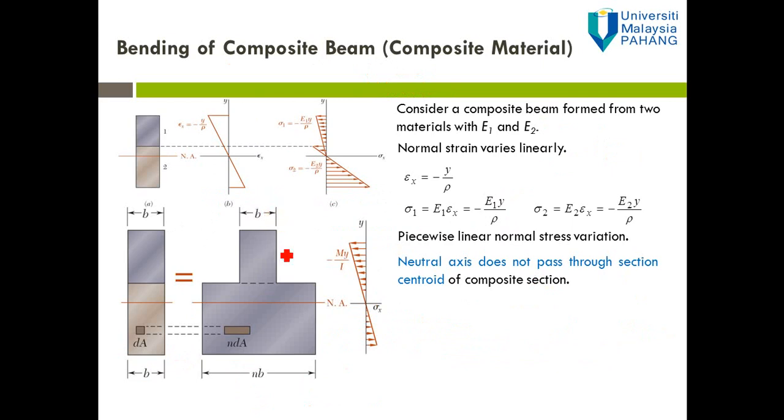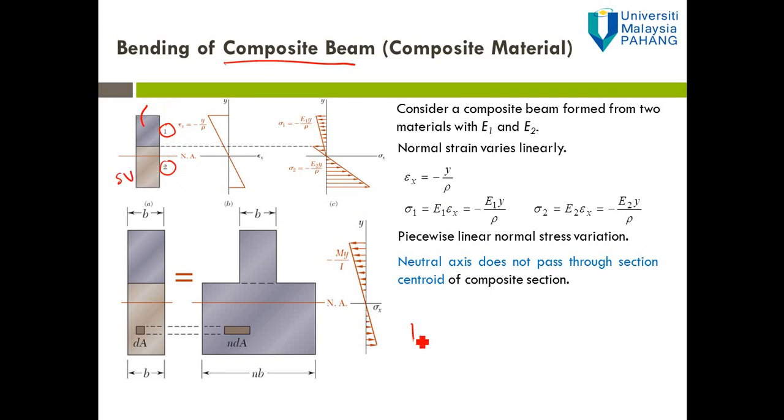Alright, so now let's see the stress and strain distribution for the composite beam. So this is the composite beam. This beam is made from material 1 and material 2. This is from the side view.